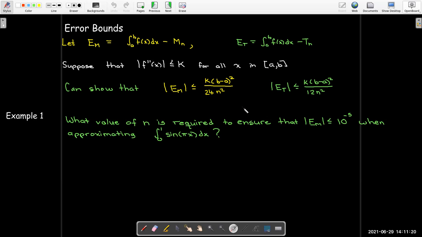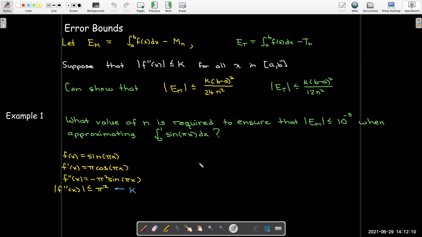So let's look at an example using the error bound for the midpoint rule. I'd like to get an approximation for the definite integral from 0 to 1 of sine of pi x dx, and I want an approximation where the error is less than 10 to the negative 5 power. Well, I need to find this value of K. So let me calculate the second derivative. I know that the absolute value of sine is never bigger than 1, so the absolute value of the second derivative is never bigger than pi squared. So that'll be my value of K. K will equal pi squared.